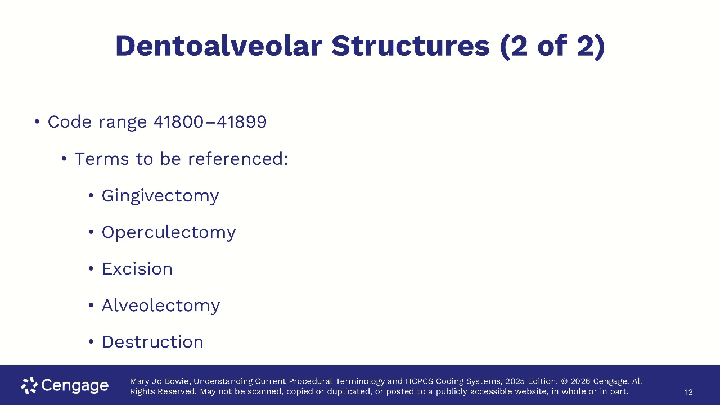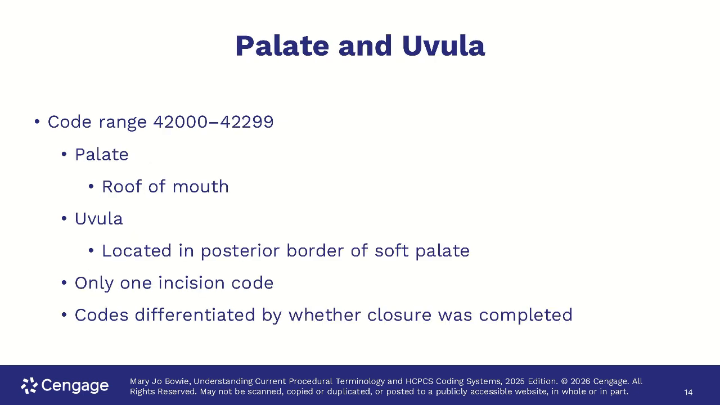And as it relates to excisions and destructions, these codes have some specific terms that are referenced in the index to locate the procedures. So, gingivectomy, operectomy, excision, then lesion, then gum, alveolectomy, and then destruction, lesion, and then gum. So remember how we talked about there are four primary classes of main terms. There could be more than one way to get to a particular procedure.